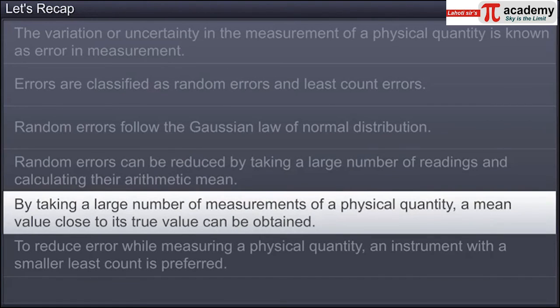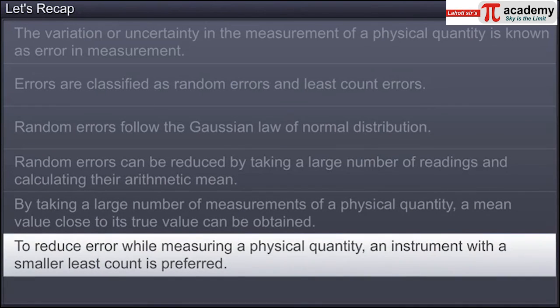By taking a large number of measurements of a physical quantity, a mean value close to its true value can be obtained. To reduce error while measuring a physical quantity, an instrument with a smaller least count is preferred.